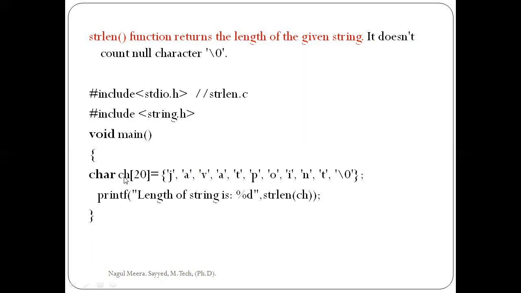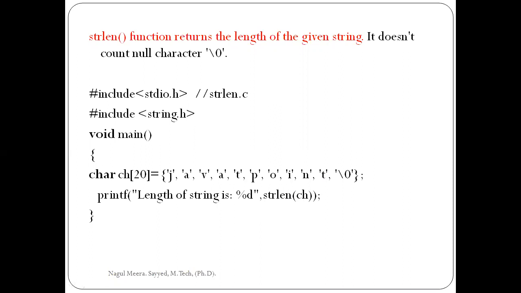Now printf, the length of the string is %d. Why is %d given? Here %d is given because the output is in the form of an integer, a number. Now here our function is strlen, where our given string is available in ch. That's why strlen of ch. So this program counts 1 2 3 4 5 6 7 8 9 10. So the output is 10.